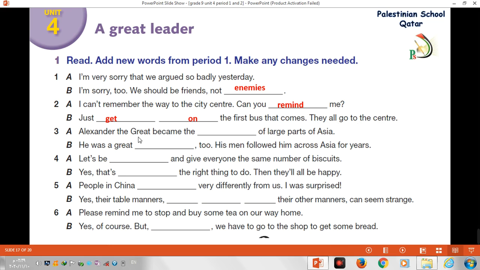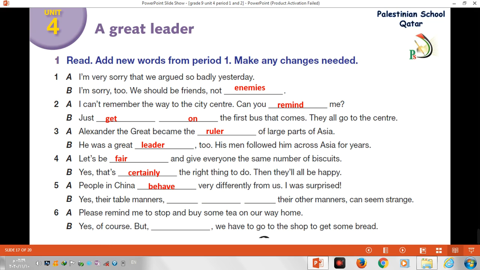Number 3, Alexander the Great became the ruler of large parts of Asia. He was a great leader. His men followed him across Asia for years. Number 4, let's be fair and give everyone the same number of biscuits. Yes, that's the right thing to do. Then they will all be happy. So that's certainly the right thing to do.